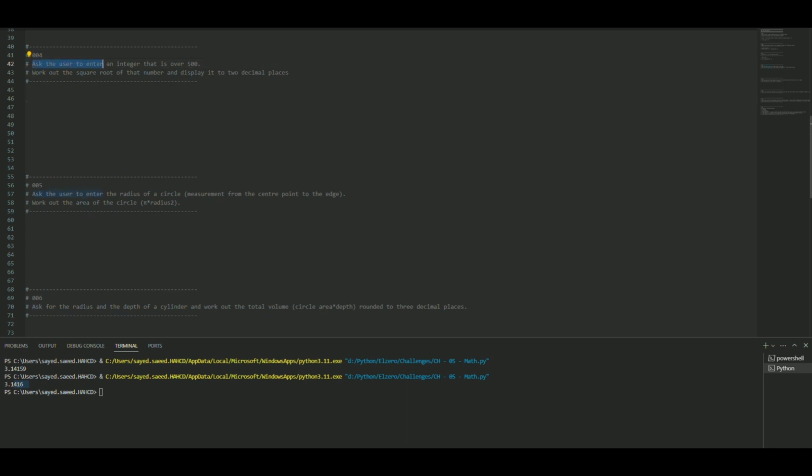We will ask the user to enter an integer that is over 500. Then we will work out the square root of that number and round it to two decimal places. So to start, we will take a number from the user.